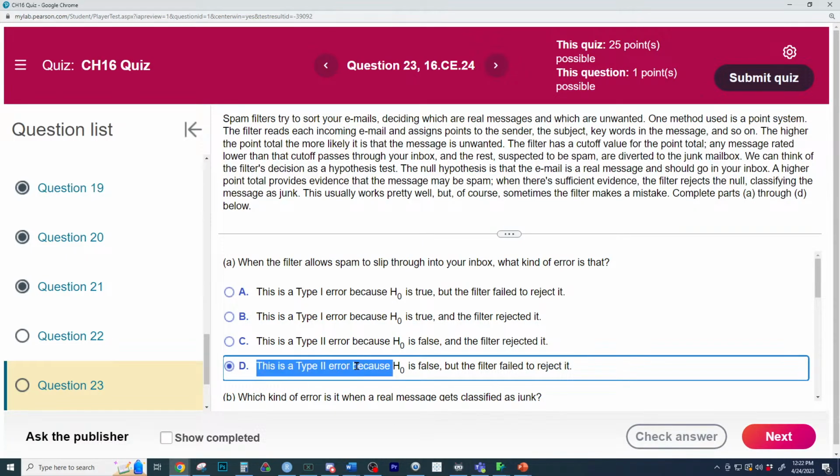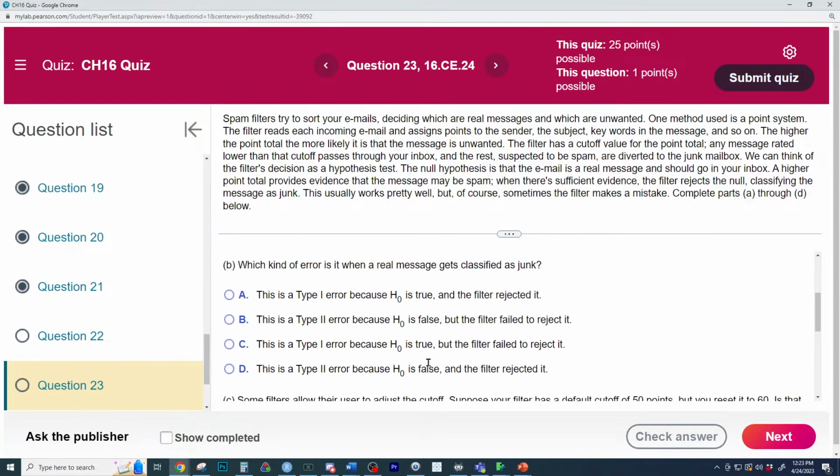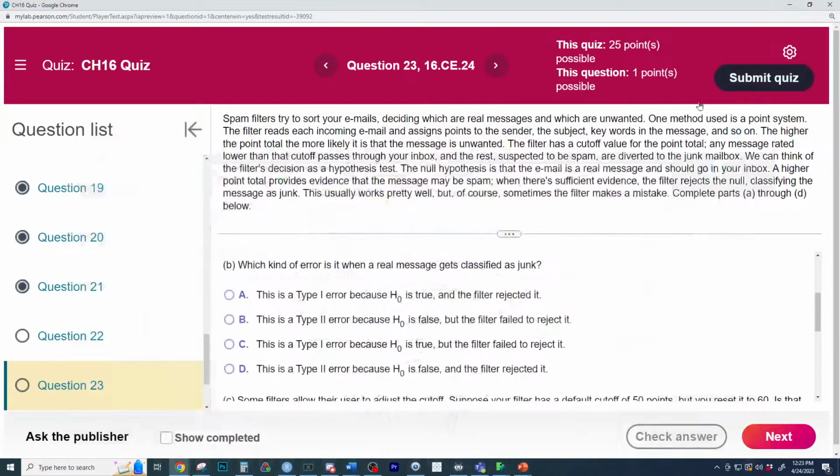So think about this. It's false that it's a real email, and so we fail to reject that. So this allows spam to slip in because it's false that it's a real email, but you fail to reject that. This right here, what kind of email marks a real message as junk? Exactly what we said here for the type 1 error. It's true that it's a real email, but we mark it as junk. Type 1 error because the null is true and the filter rejects it.